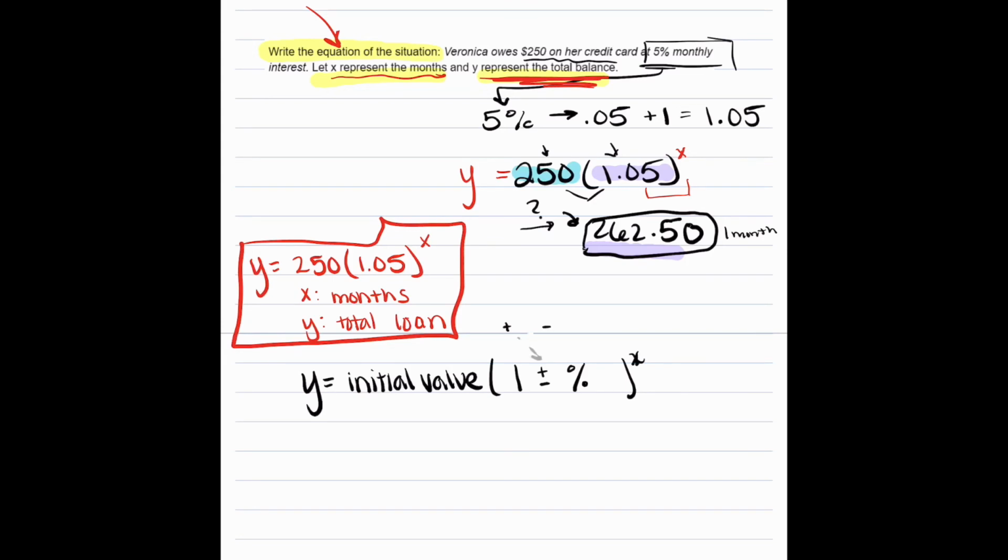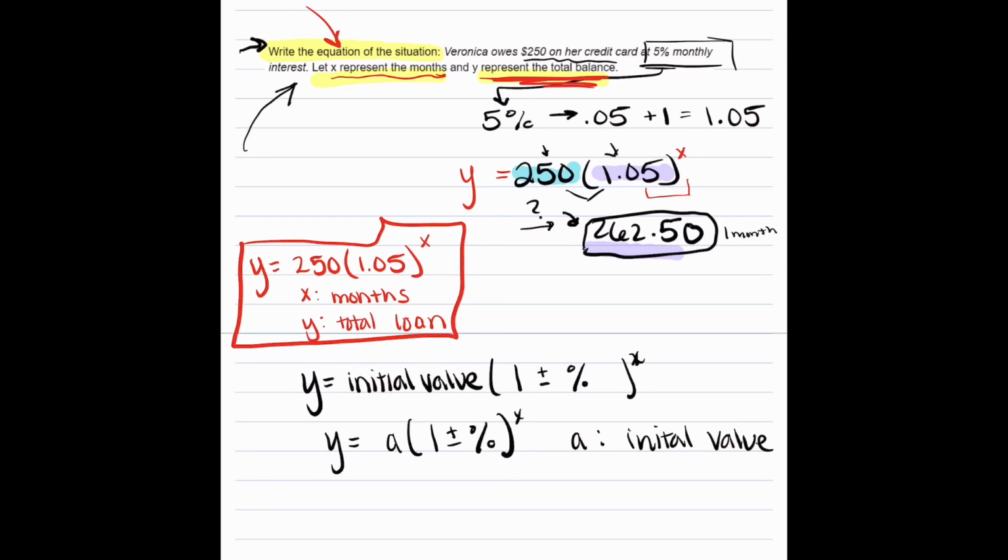So this is the general formula where you can plug in any value for your initial value. You might have also seen me write it like this, A times 1 plus or minus the percentage, where A is just that initial value. And you do this when they want you to write the equation, not necessarily find a value. So they didn't say anything about finding a value here. They wanted the general equation.